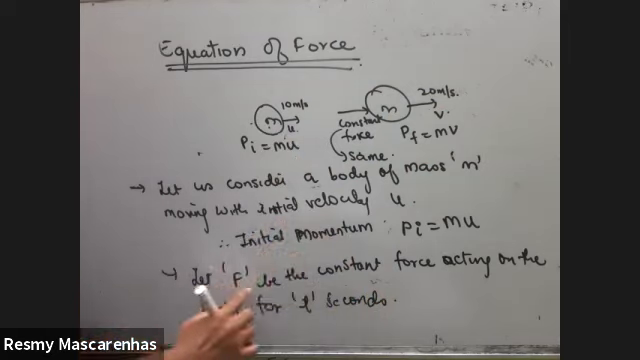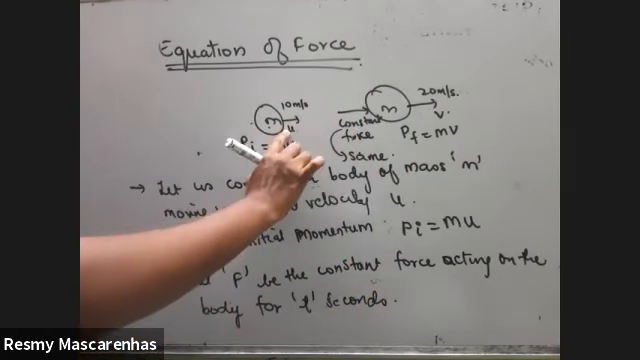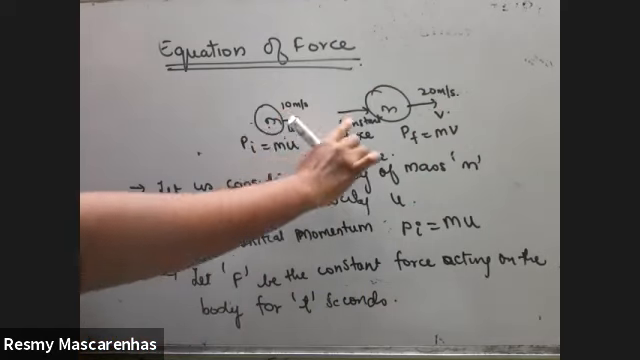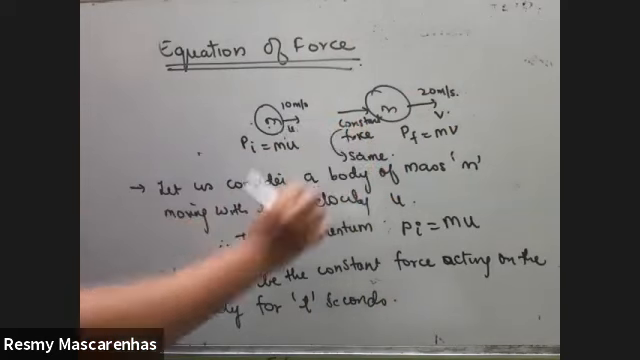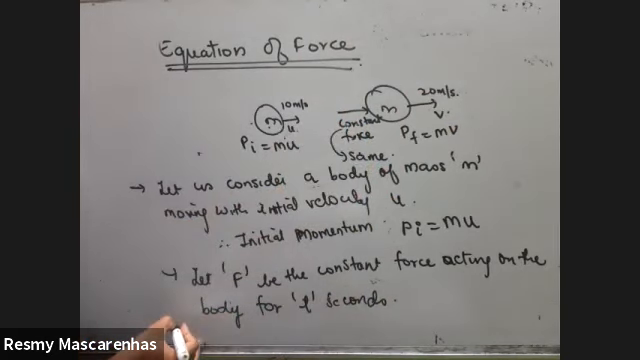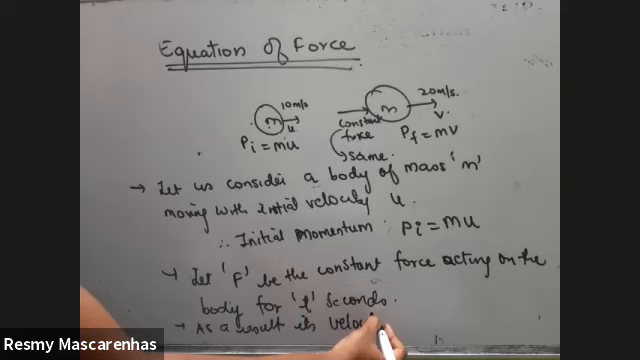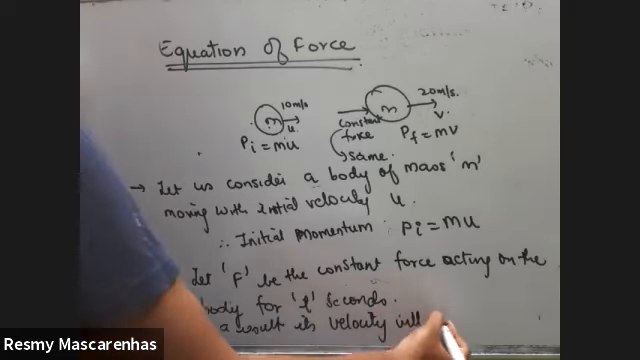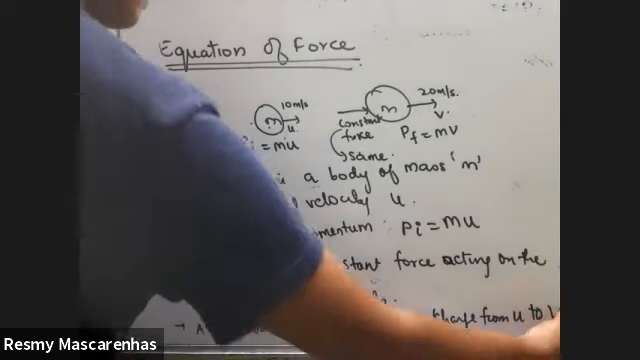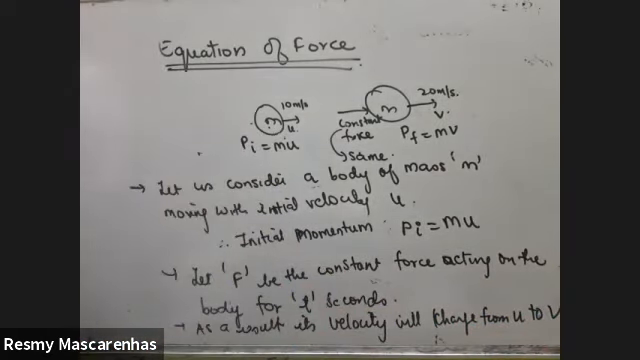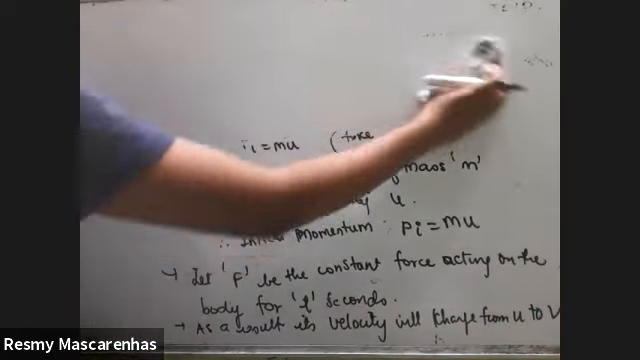So what will happen? The moment you are applying a force, this velocity will change. If it was moving at 10 meters per second, it will maybe start to move at 20 or whichever, based on how much force you are applying. As a result, its velocity will change from u to v.